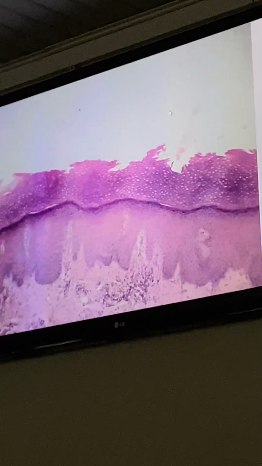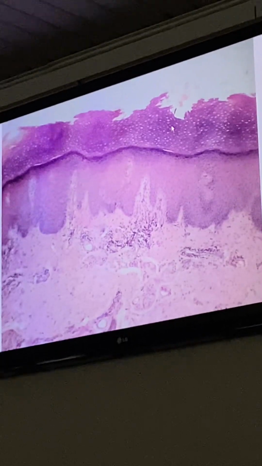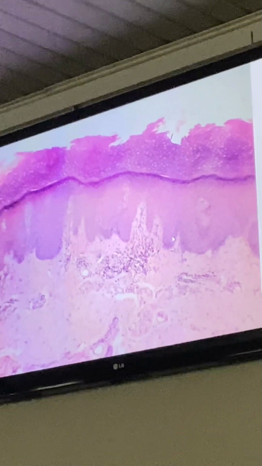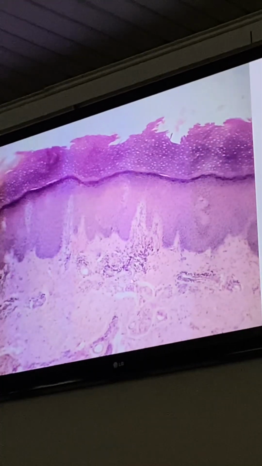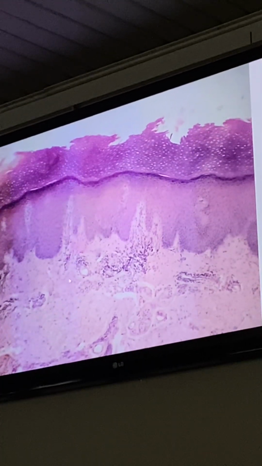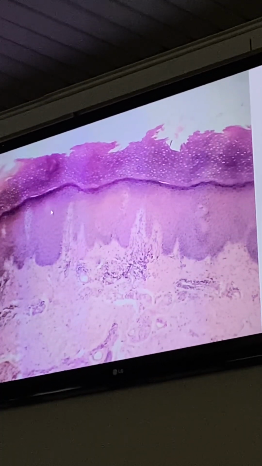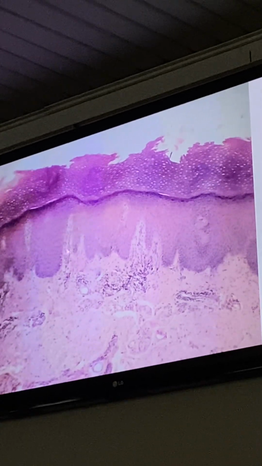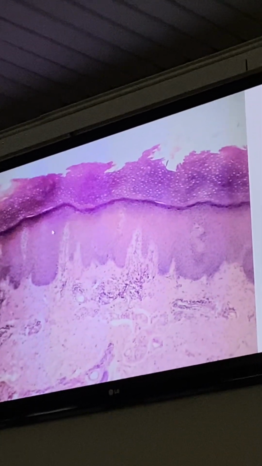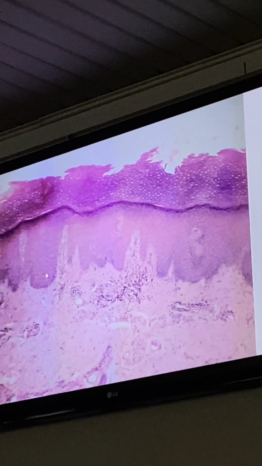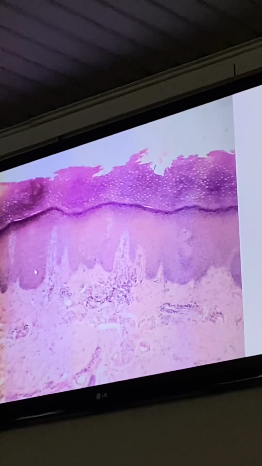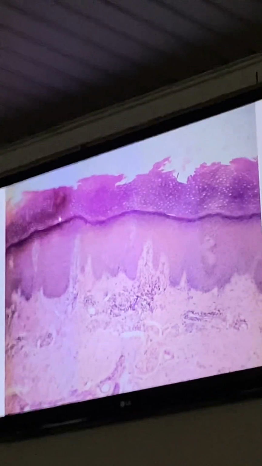At the higher magnification, you can see this is the epidermis. All these layers are called epidermis, while this layer is dermis. You can also see the junction between dermis and epidermis, a projection called dermal papillae, and an invagination from the epidermis like an epidermal ridge. Let's talk about the epidermis.